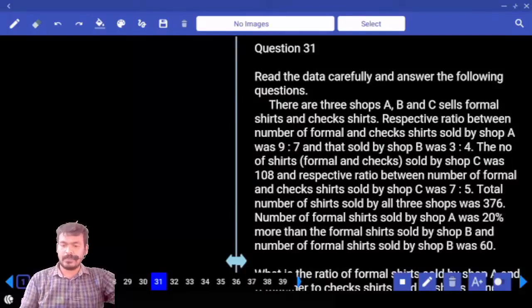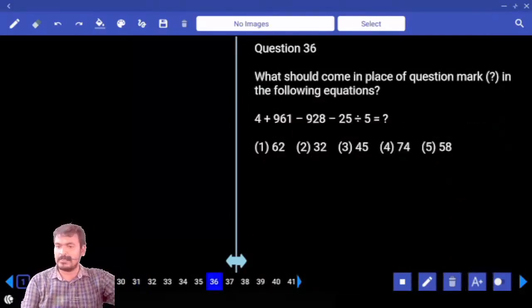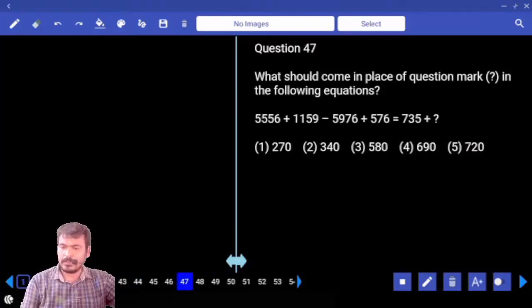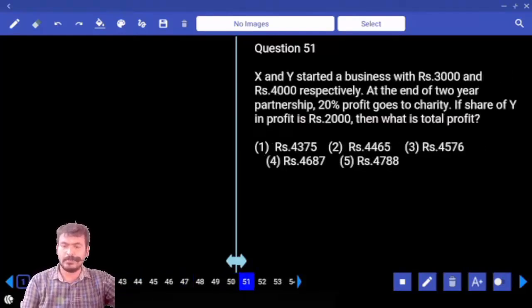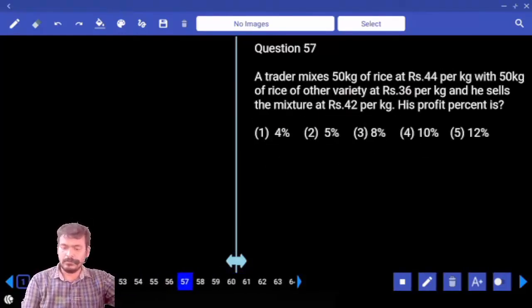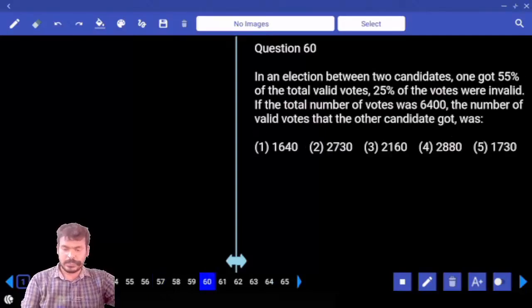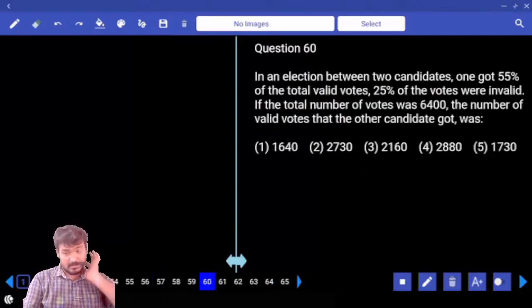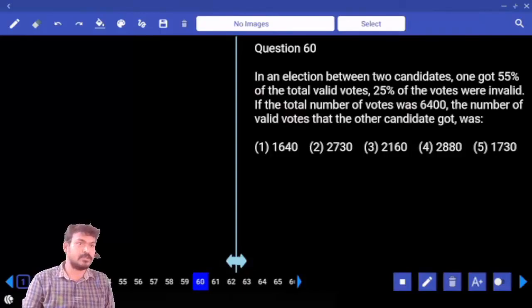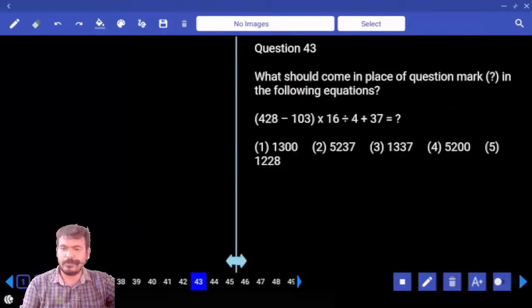31 to 35 caselet model are given. Next, 36 to 50 simplifications. 51 to 60 arithmetic questions. First, simplifications.